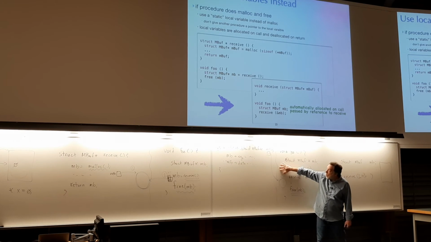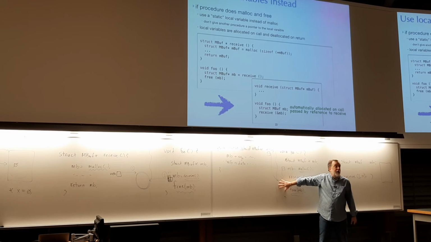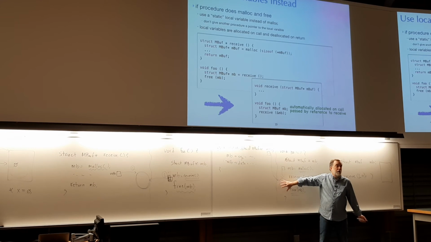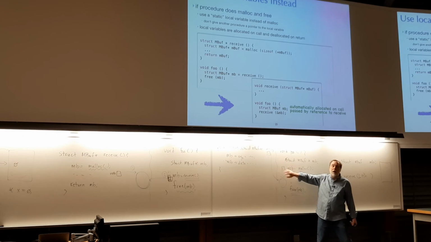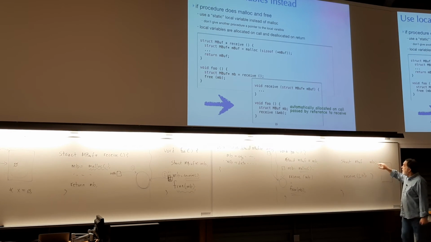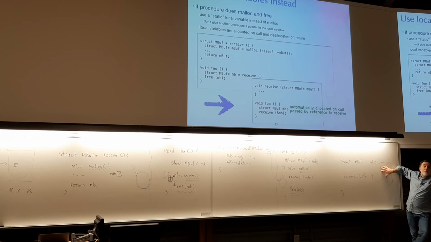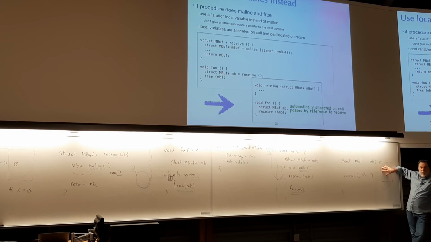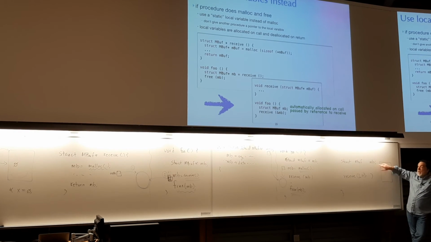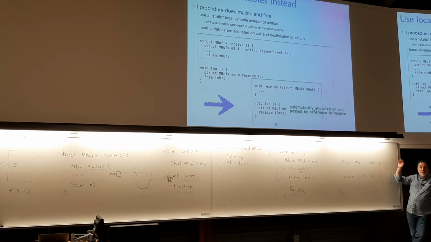And so if this variable goes away, but you don't say free on this, that's a memory leak. Just this one going away doesn't make that going away. This is just the pointer going away. Whereas over here, this is the entire mbuff. There's just one thing. And so when it goes away, the mbuff goes away.